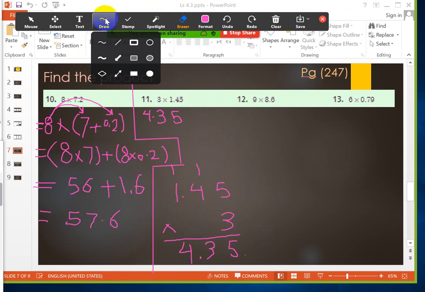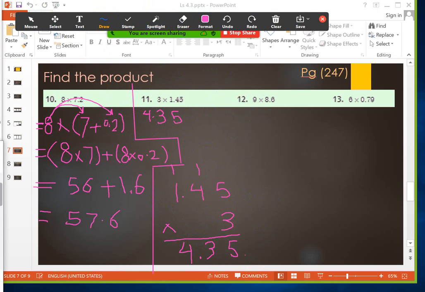So number 12 now, let's choose Fatima. Yes, Fatima, please help me to multiply 9 with 8.6. 9 multiply 8.6. So I will order the numbers, 8.6 multiply 9. Yes, Fatima. 9 multiply 6, Fatima, equals 54. 54, very good.